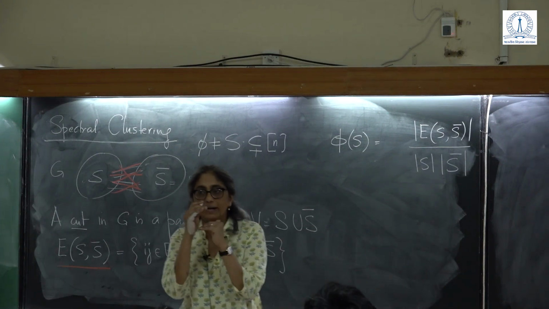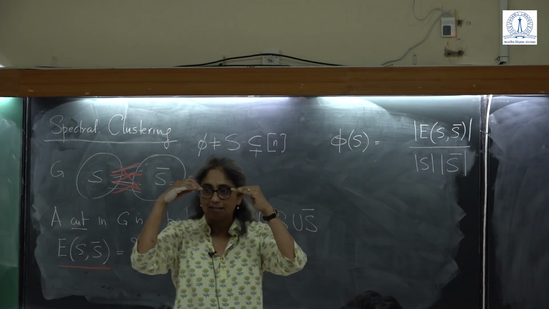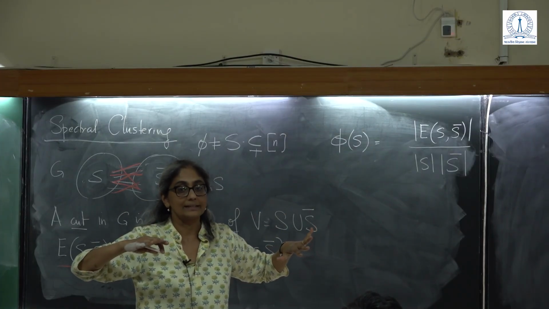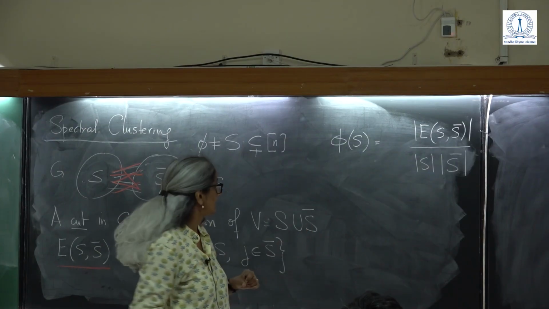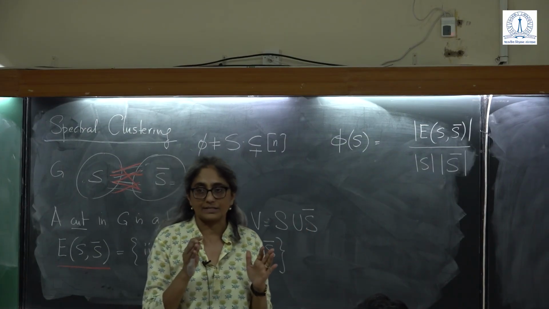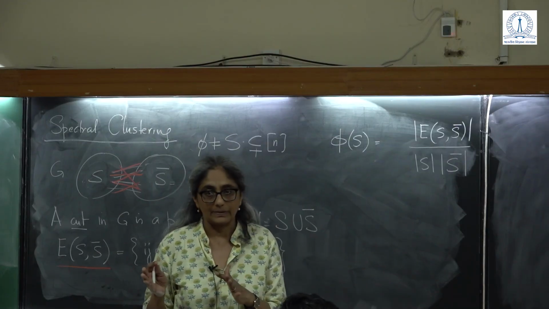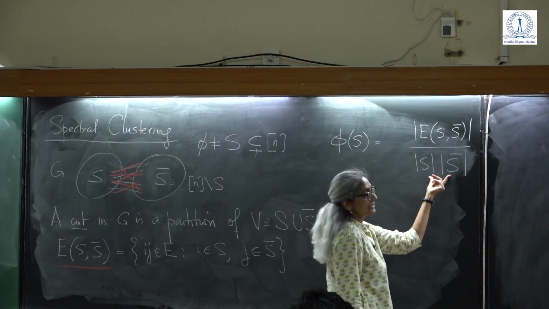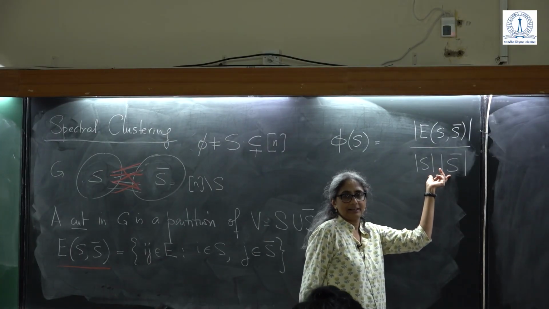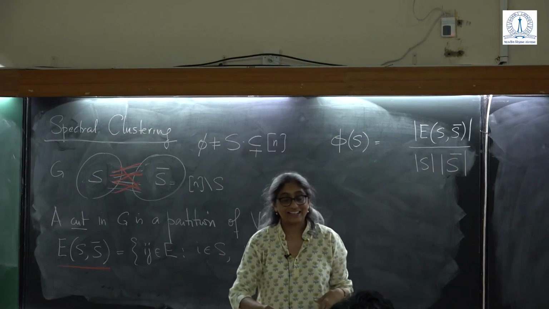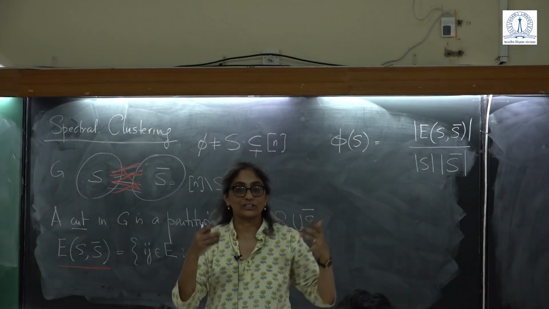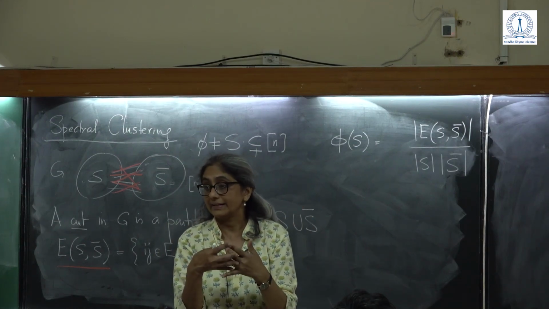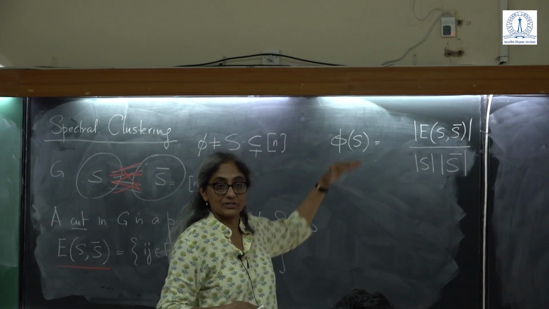So this is a ratio. I'm counting how many edges went across, but I'm dividing by the size of one side times the size of the other side. Size is the number of vertices in S and in S bar. What is this counting in terms of edges? All the edges that could be between the parts. Exactly. So this is the maximum number of edges that could have been between S and S bar. So this is the ratio we're interested in.